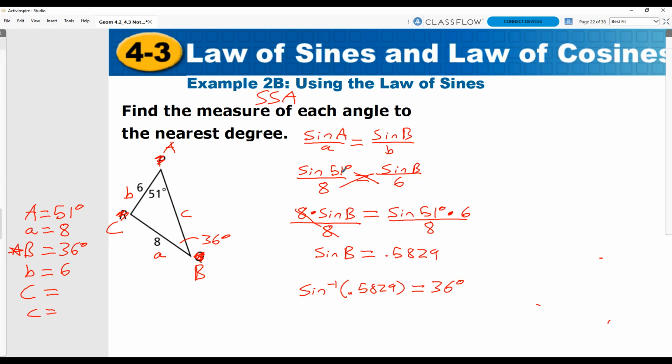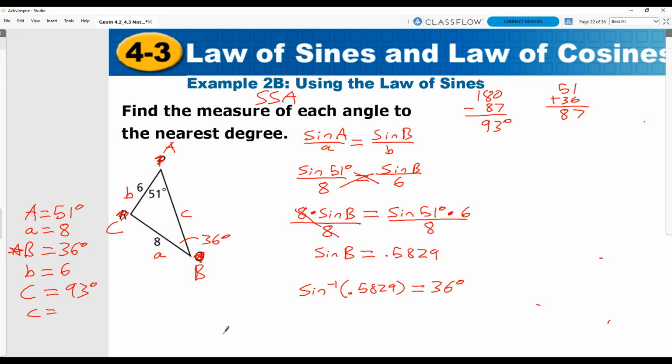We don't have to go through all these steps again because all 3 angles of a triangle add up to 180 degrees. So we can do some simple math to figure out what our last one's going to come out to. We can take the ones we know so far. We have 51 degrees plus 36 degrees, and those 2 are going to come out to 87. So we can take 180 minus 87, and that's going to get us 93 degrees. So the size of angle C would be 93 degrees.